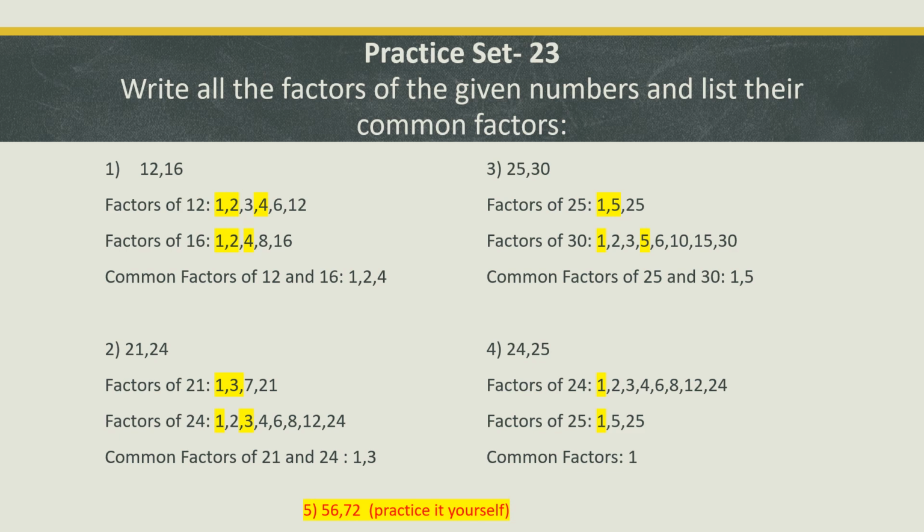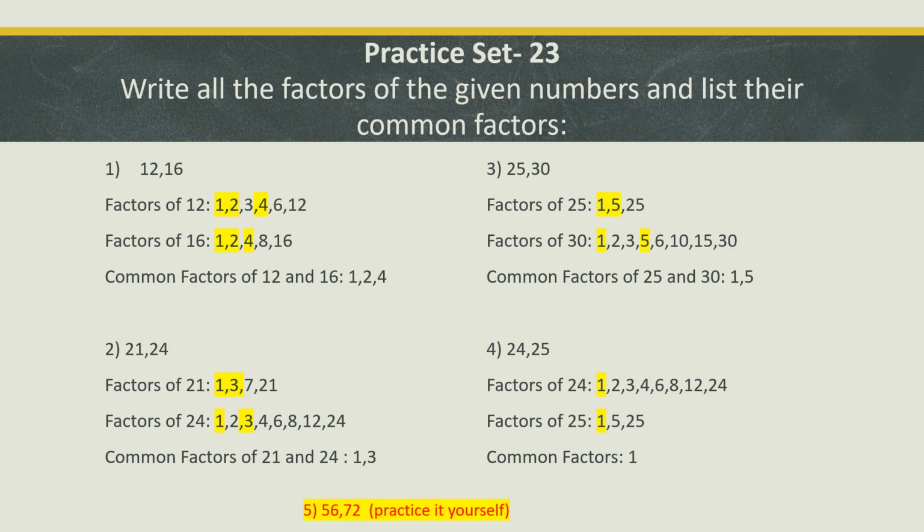Then I have common factors here. 1 is there in both the factors, I'll write. Then 2 and 4. Then 21 and 24. Factors of 21, 1 3 7 and 21. Factors of 24, 1 2 3 4 6 8 12 24, which are common numbers given in both the factors, 1 and 3. Next 25 and 30. Factors of 25, 1 5 25. Then factors of 30, 1 2 3 5 6 10 15 30. Which are the common factors of 25 and 30? 1 and 5, since I have both these numbers in the factors available above.